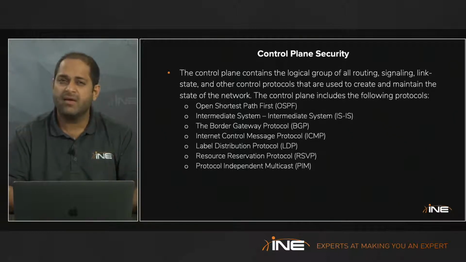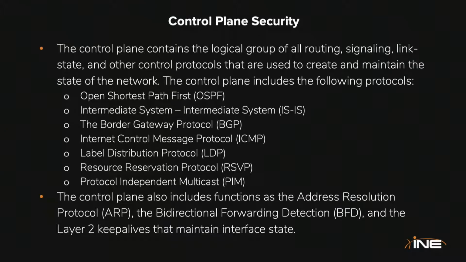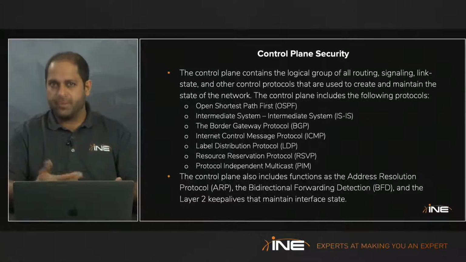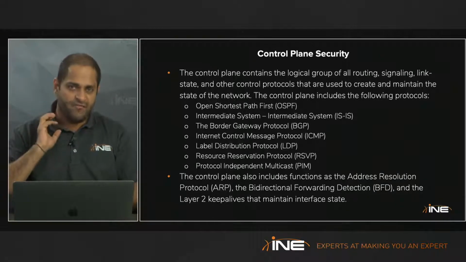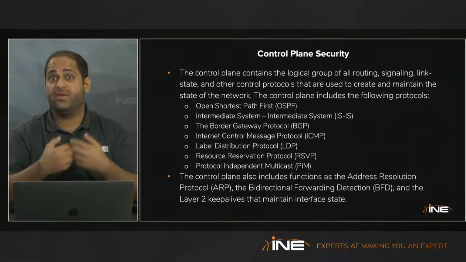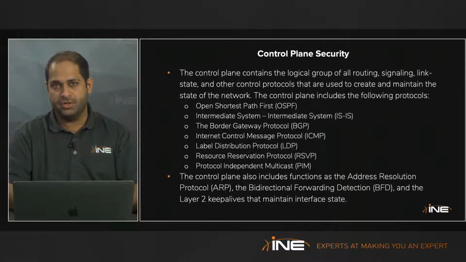We have OSPF, IS-IS, could be BGP, could be ICMP, could be LDP, RSVP, or even protocol independent multicast, which is PIM. Besides that, we also have something like ARP. ARP information could also be control plane information, or even BFD could be control plane information. So learning about networks from different routing protocols, that's control plane. So let's say if you and me are OSPF neighbors, and if I send you an update, which is an OSPF update, giving you information about my networks, that's control plane information.